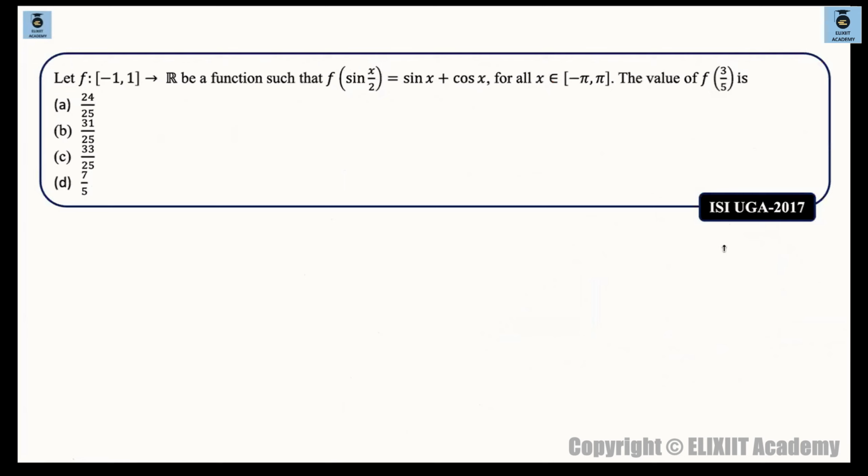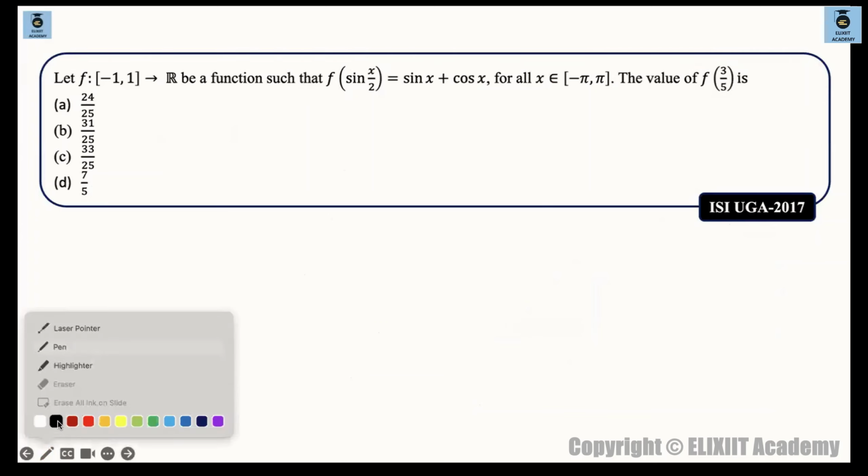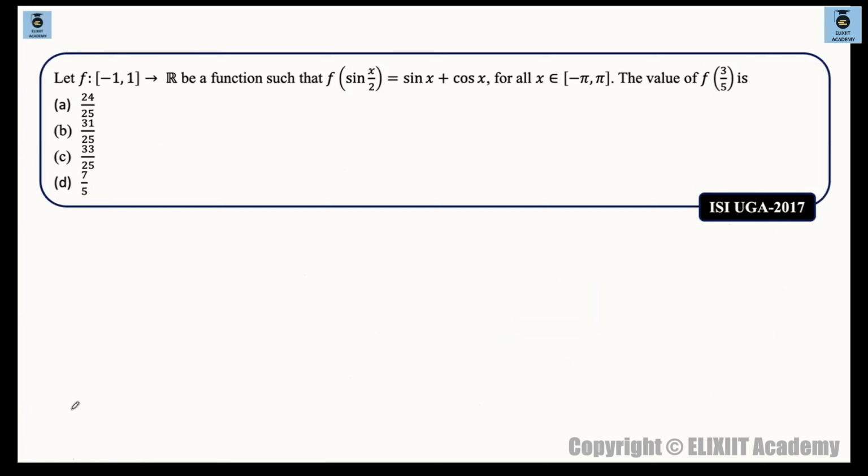Next question from UGA 2017. क्या बोल रहा है क्वेश्चन में? If f such that -1 to 1 to R be a function, such that f of sin x by 2 is sin x plus cos x for all x belongs to minus pi to pi. We have to find the value of f of 3 by 5. अच्छा, f of sin x by 2 is given. f of x है नहीं, f of sin x by 2 is given. ठीक है. अब आप बोलोगे sin x by 2 is equal to 3 by 5, then what are the values of x then? How will we figure out the values of x then?